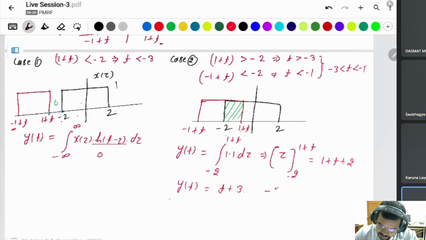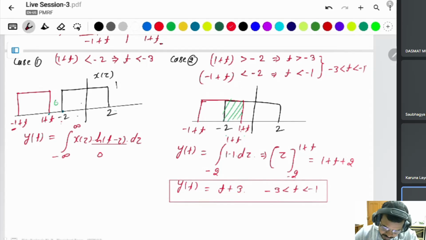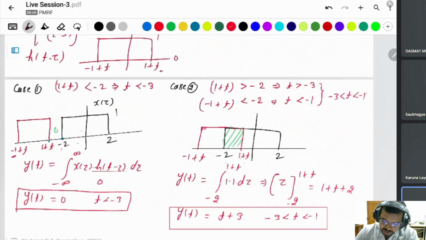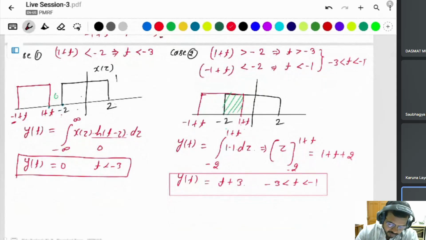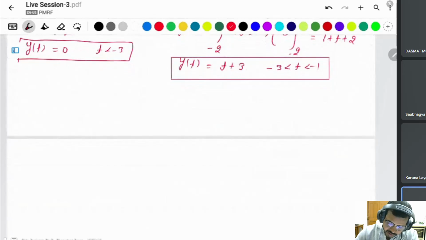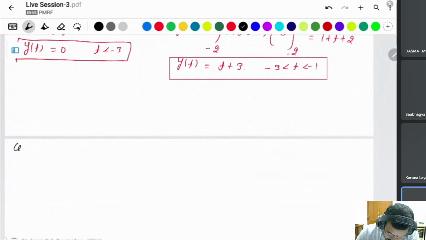This holds when t is greater than minus 3 and less than minus 1. And y(t) is equal to 0 when t is less than minus 3. It means the signal starts from minus 3. Before minus 3, everything is 0. Case 2 is completed. Next, case 3.